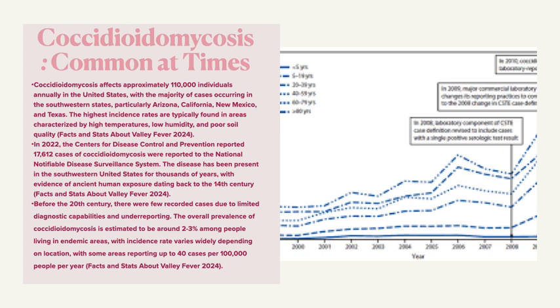The disease has been present in the southwestern United States for thousands of years, with evidence of ancient human exposure dating back to the 14th century. Before the 20th century, there were few recorded cases due to limited diagnosis capabilities and underreporting. The overall prevalence of coccidioidomycosis is estimated to be around 2 to 3% among people living in endemic areas, with incidence rates varying widely depending on location, with some areas reporting up to 40 cases per 100,000 people per year.